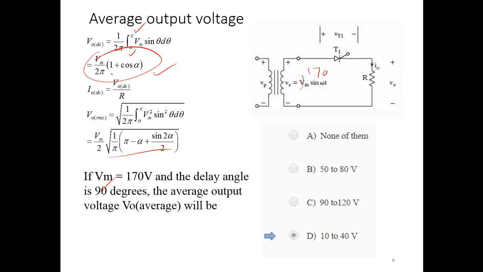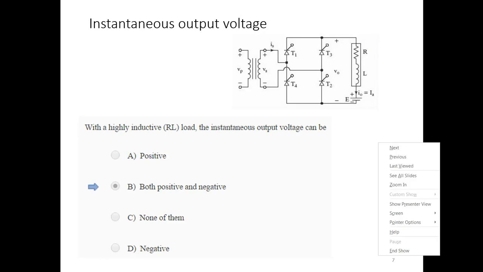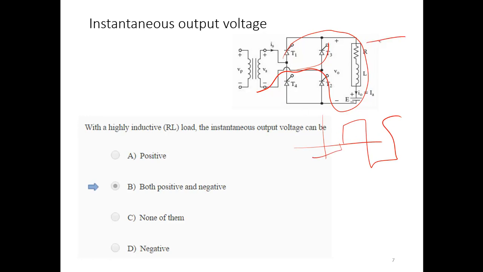That is the one I expected to calculate out. And the instantaneous output voltage, in this particular case, that is a highly inductive load. That means the current will always be continuous. If the current is continuous, the current will be flowing either through 1 and 2, or through 3 and 4. The current will continuously flow, because the input current will be swinging positive and negative, but the output current is always continuous.